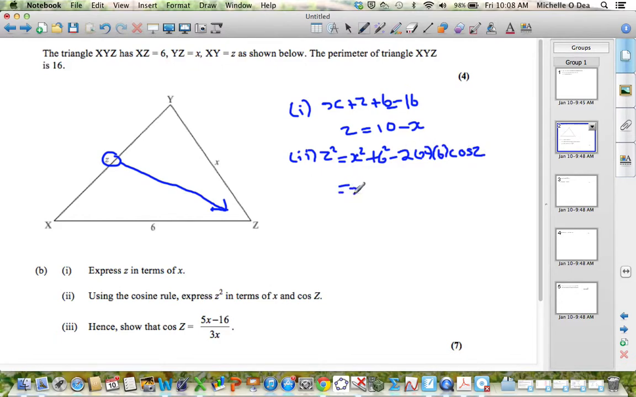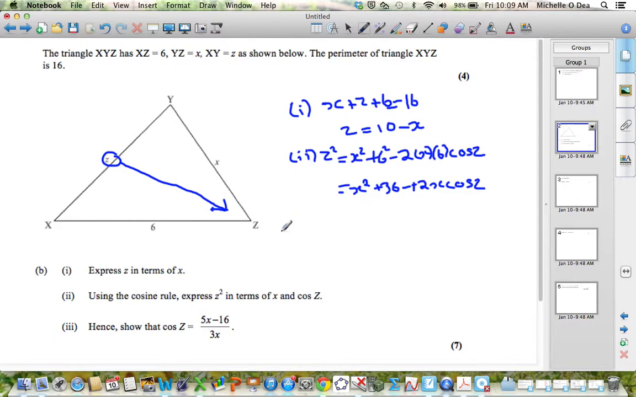Let's just tidy that up a little bit. So we have x squared plus 36 minus 12x cos z. Okay, and that should be sufficient. It just says write an expression. So we're done.